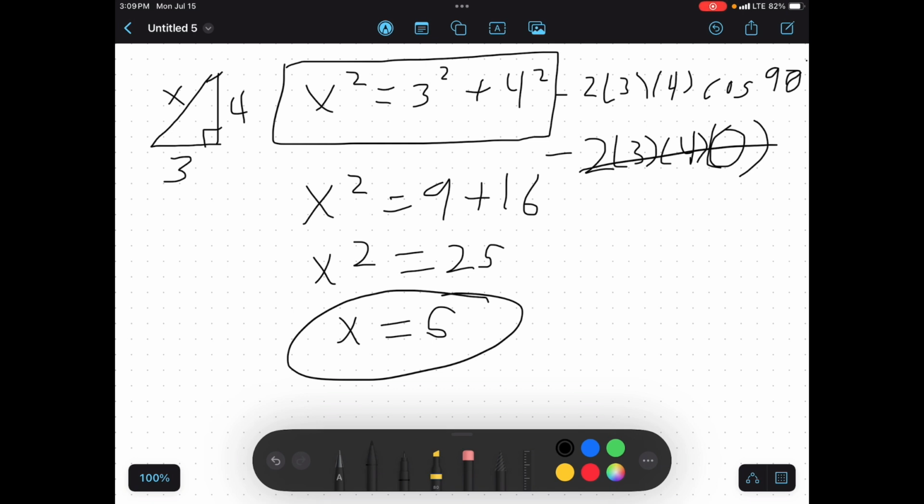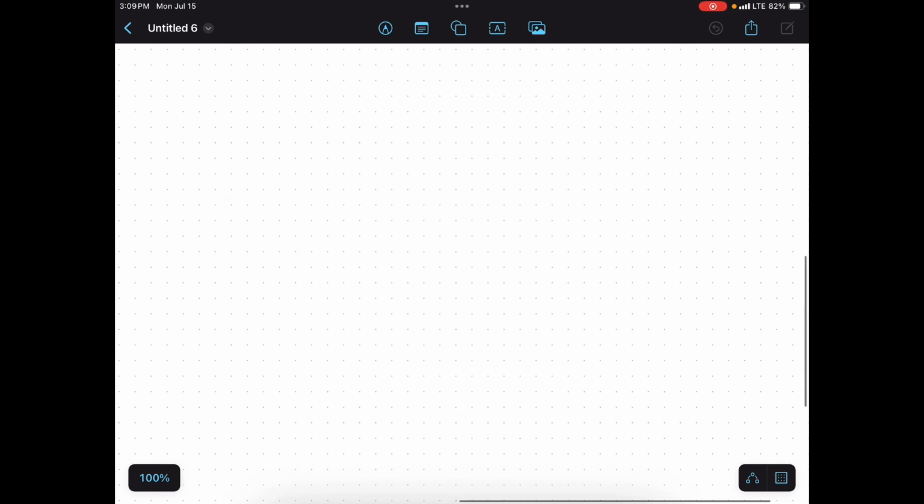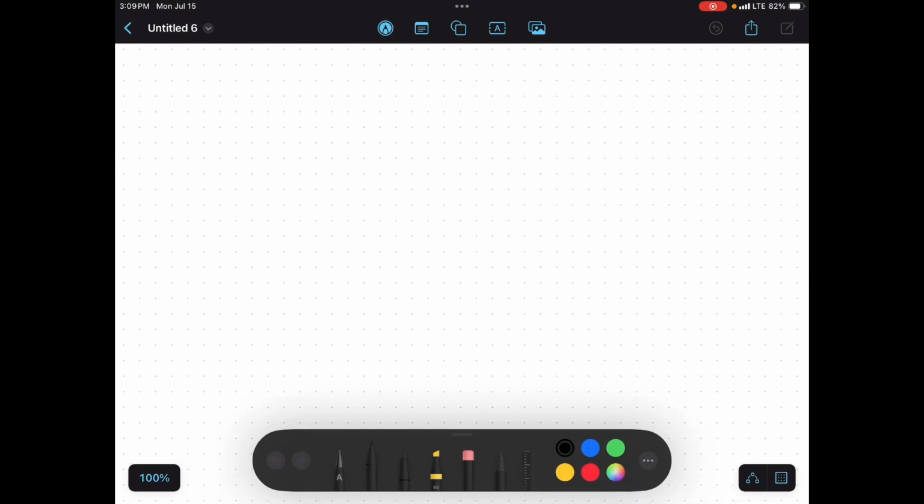Another use for cosine is when we start talking about vectors. There is a formula for how to find the angle between two vectors, and this one is a little bit tricky, if you've never used it before anyway. Basically what it comes down to is that the cosine of an angle between two vectors is equal to the dot product of the two vectors.